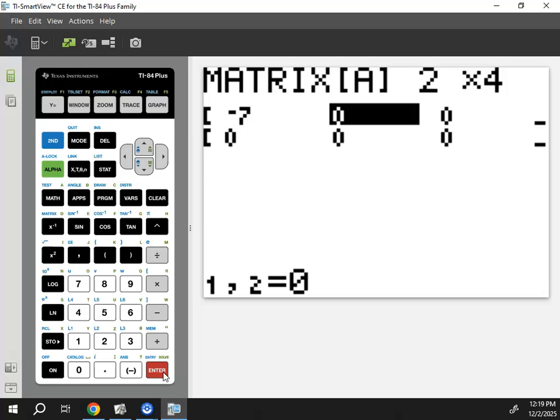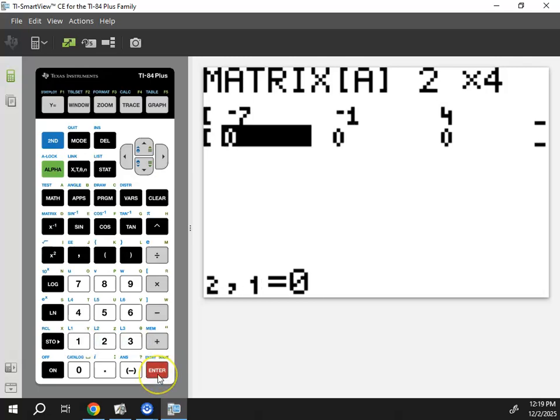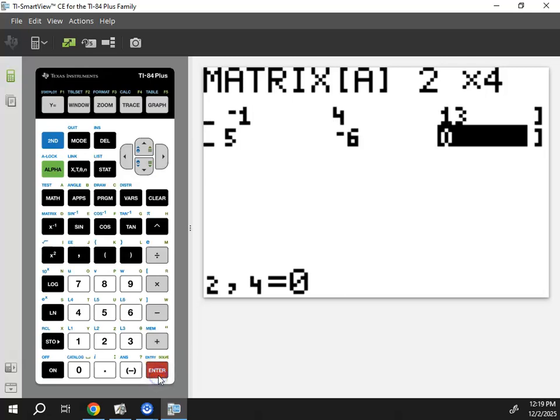And then it moves over to the next one in the row. So then that's a -1. Make sure you're using negative and not minus. 4 and 13. And then it'll drop you down to the next one. 0, 5, -6, -2. And on the last one, you have to hit enter for it to actually go up in there. Okay?